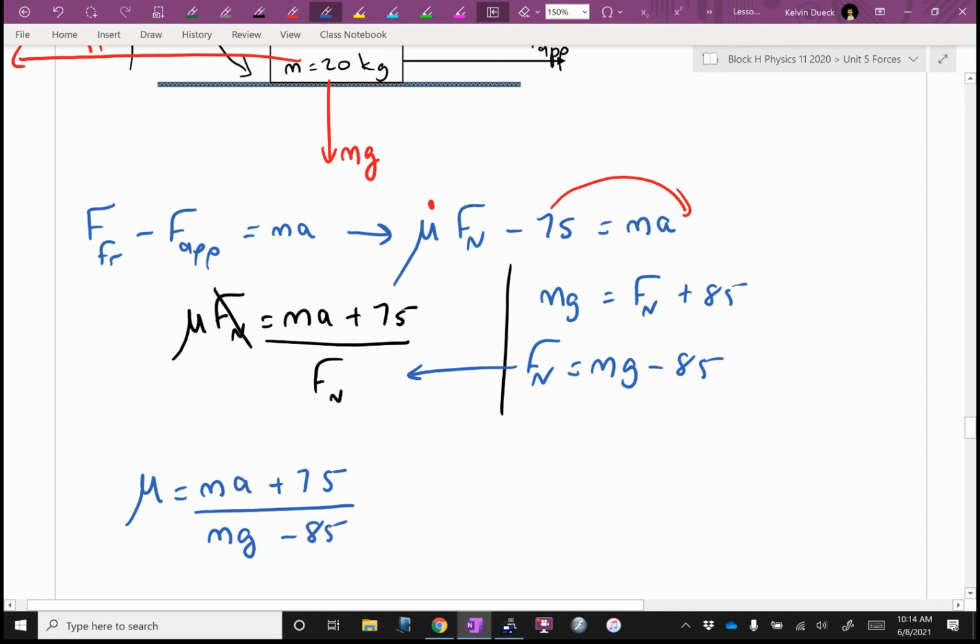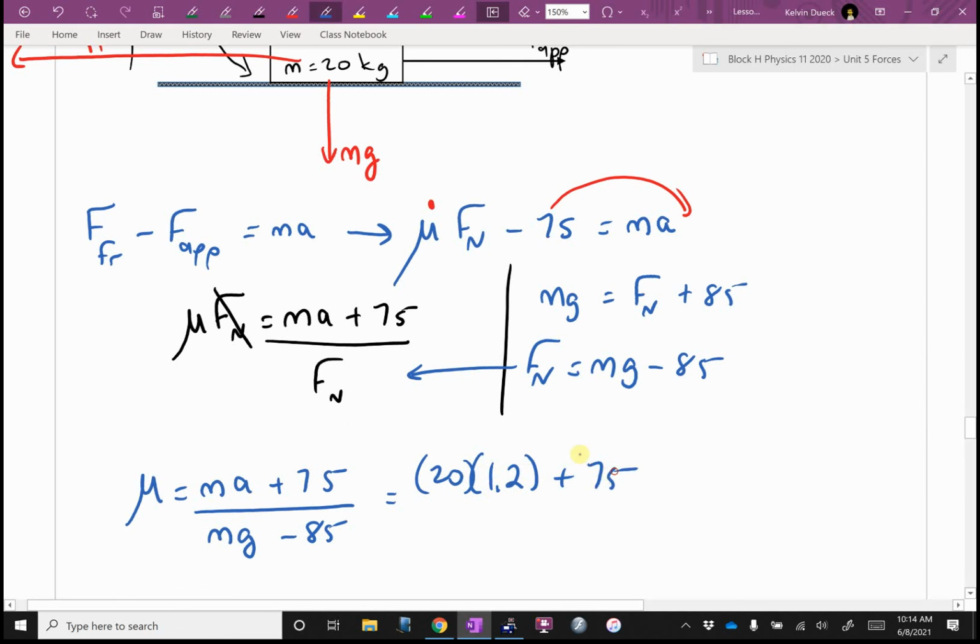I could crunch the normal force on a separate line, but I can type that into my calculator, I think. What was m? 20. What was a? I don't need to put a negative in. I took care of that with my winner minus loser. What is a as a magnitude? 1 point something. Has that got meters per second squared next to it? Okay, 1.2.